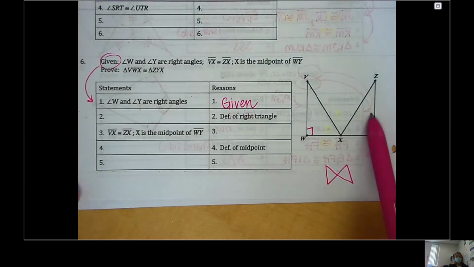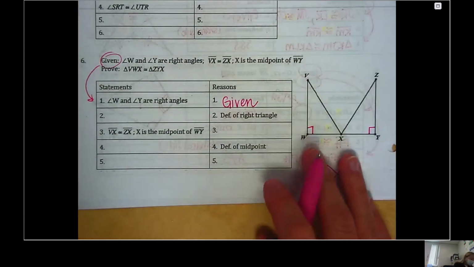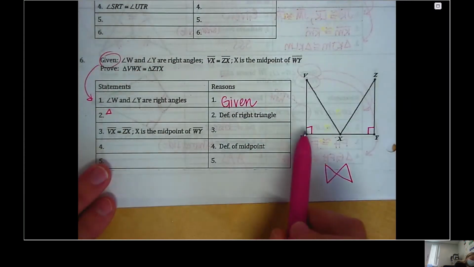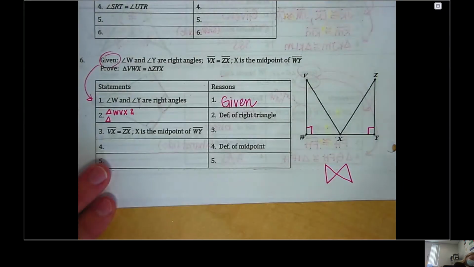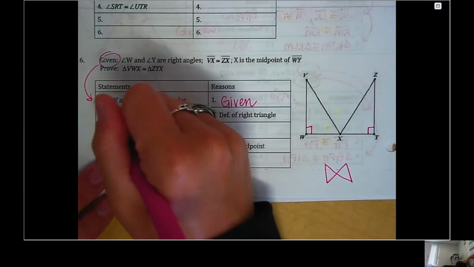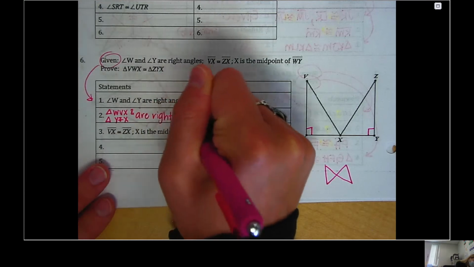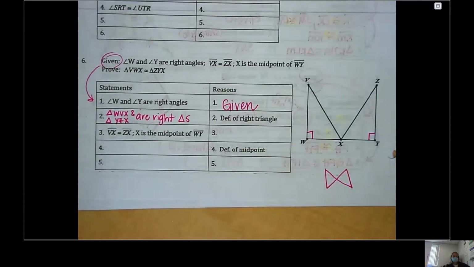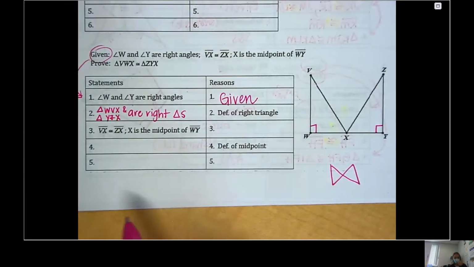This triangle and this triangle are what kind of triangles then? Right triangles, exactly. So that's what I'm going to write. I'm going to have to write it kind of small. Triangle WVX and triangle YZX are right triangles. So essentially the one on the left is a right triangle, the one on the right is a right triangle, and we know that because they have a right angle. Okay, there's nothing to mark in the picture for that one.